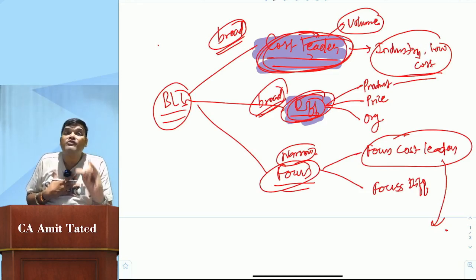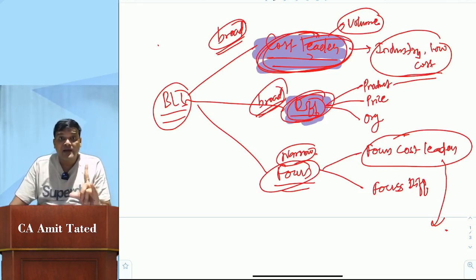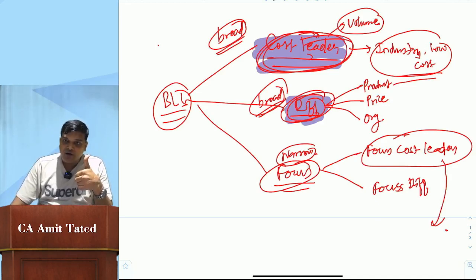Example, Tata Nano is cost leader. I am giving the cheapest in the industry. Tata Nano is cost leader, Malik. Giving the cheapest in the industry is called cost leader. Is it clear? The cost leader concept is done.